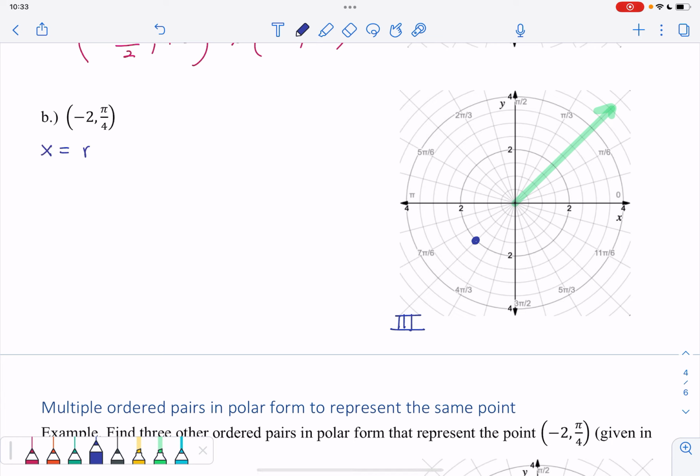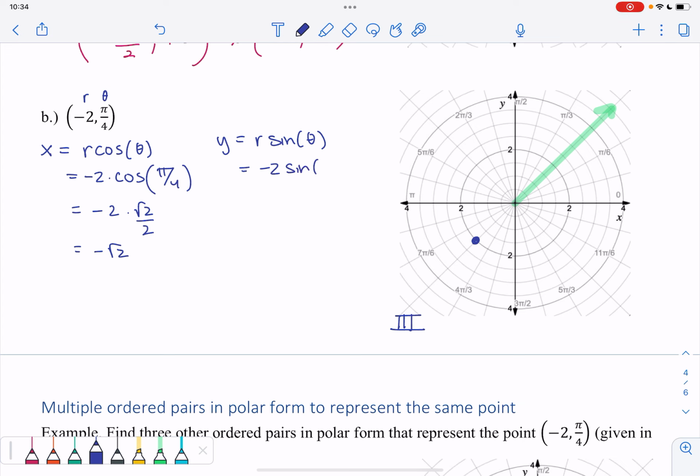Well, x is r cosine of theta, and r is negative 2. Theta is pi over 4. So this is negative 2 times the cosine of pi over 4. That gives me negative 2 times root 2 over 2, which is negative root 2. Okay, a negative x value seems correct for quadrant 3, so I'm maybe on the right track here. Y is r sine of theta. That's going to be negative 2 sine of pi over 4, which is negative 2 root 2 over 2, which is just negative root 2. And that seems right. I'm on that main diagonal, and so my x and y value should be the same.